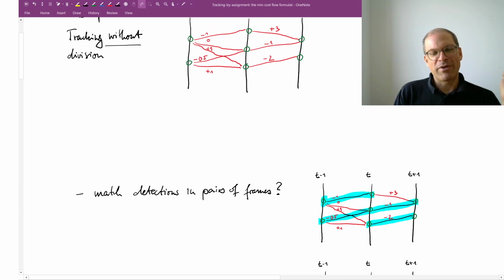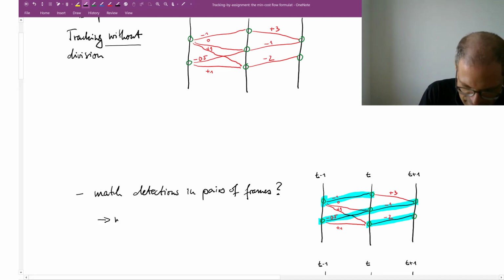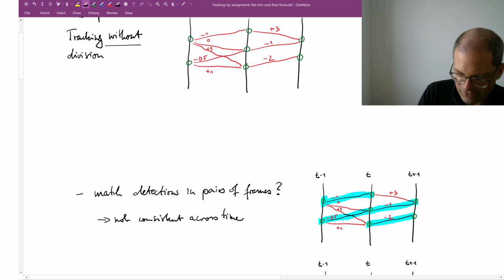Now I have a lot of reward, but I have terminated one track and I've started a new one. And let's assume for the moment that I don't want to allow appearances or disappearances. I don't want to allow birth and death of cells in the middle of nowhere. Let's say I want to track a constant number of cells here. So the solution we have obtained, it's not consistent across time. So I don't like it.